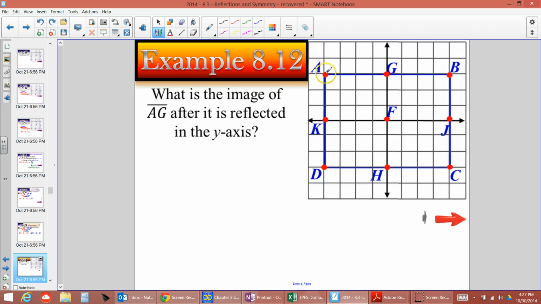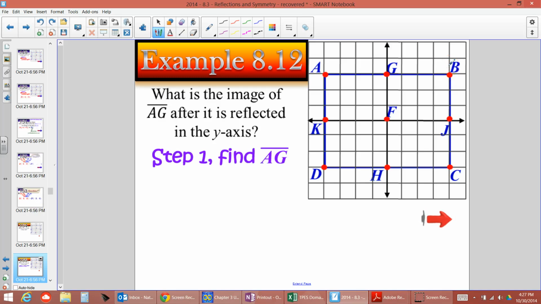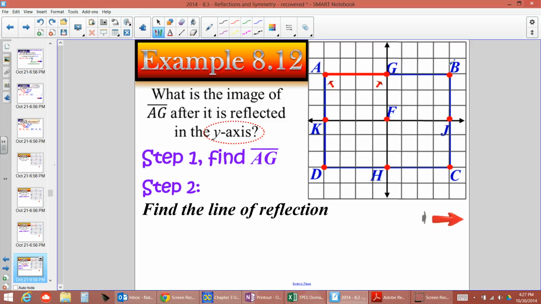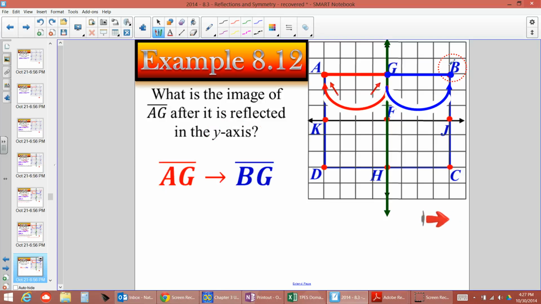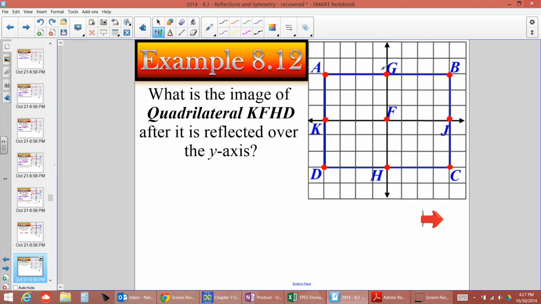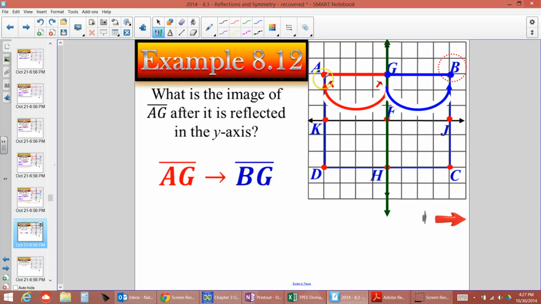What is the image of AG after it's reflected on the y-axis? AG. So I reflect A. I count 1, 2, 3, 4. 1, 2, 3, 4. A lands on B. So AG is going to become BG. Okay? You'll see it. 4 to the left, 4 to the right. G is on the y-axis, lands on G itself. So AG is the same thing as BG once it's reflected. Okay. The order is important on this one, by the way. If you start with A and B, and I ask you what's their image, then A has to start with B, so it has to be BG.